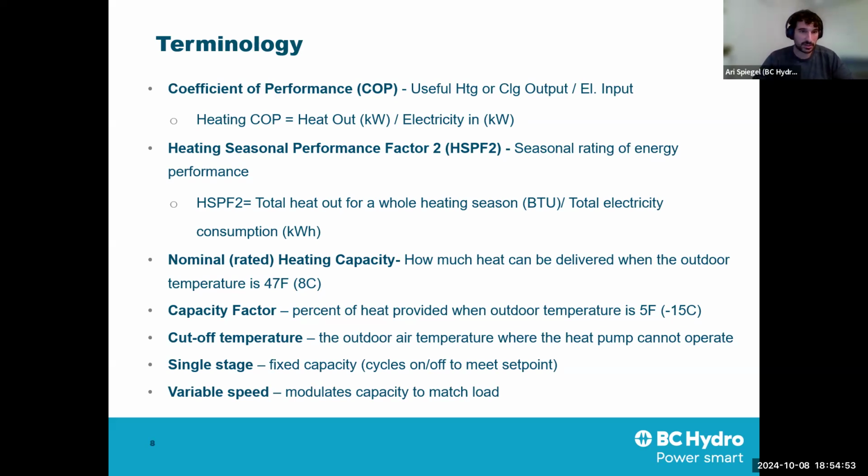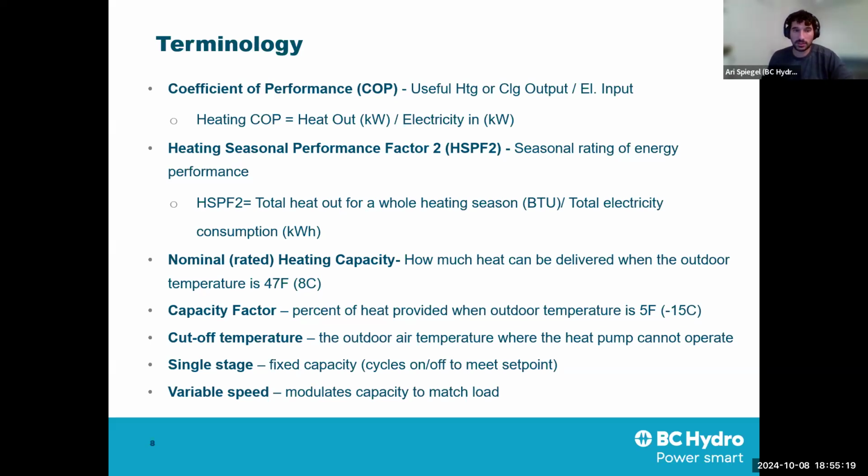So they've made some other metrics, and one is a capacity factor. The capacity factor is the percent of heat provided when the outdoor temperature is now 5 degrees F or minus 15 Celsius. So if we're rated at 8 and you have 100% capacity factor, that means at 8 degrees Celsius, you'll get the same amount of heat as at minus 15 Celsius.